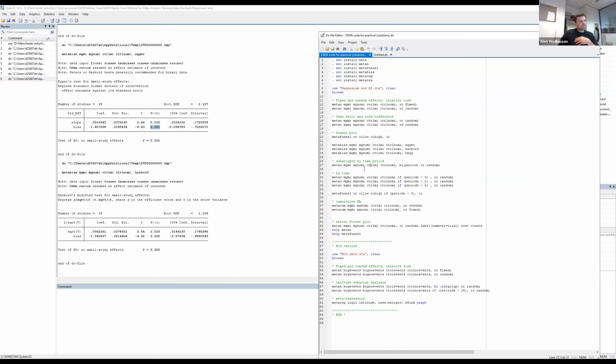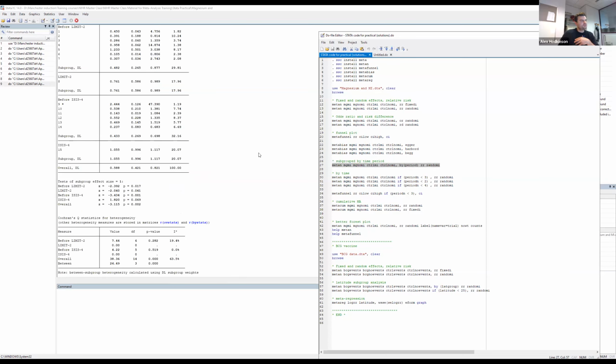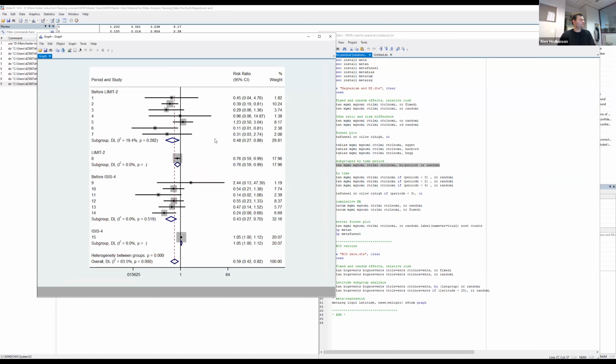Again, we're using the metan command here, but we need to introduce this by-period variable, which needs to be included in brackets. If we run that, it should hopefully give us a forest plot with the subgroup analysis. As you can see here, it's separated into the groups: before the LIMIT trial, the LIMIT trial separate on its own, before the ISIS-4 study, and the ISIS-4 trial on its own.